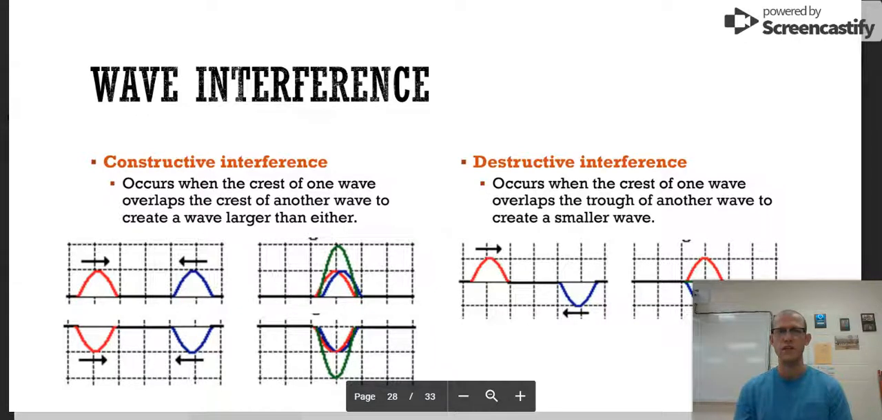Constructive interference is when two waves are on the same side and they add to each other. Destructive interference is when they're on opposite sides and they subtract from each other. The formal definition of constructive interference is that it occurs when the crest of one wave overlaps with the crest of another wave to create a wave larger than either. So if we look at that, we have one wave that is one tall, another wave that is one tall. When they are completely overlapped, they are going to be a wave that is two tall.